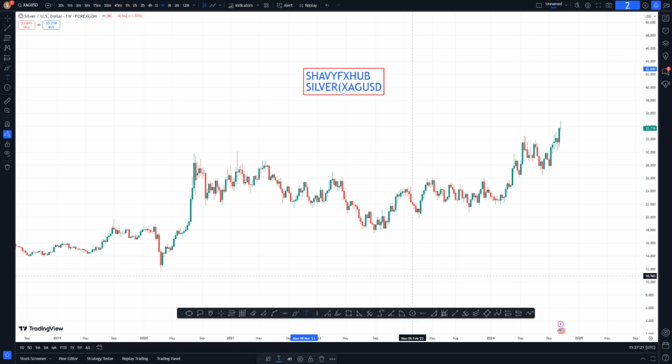Structure of XAG/USD. Silver had a very strong run this week, and price rejected a particular level too for silver. We like to dive in and look at the price action. The most important thing we want to see here is the break of structure.